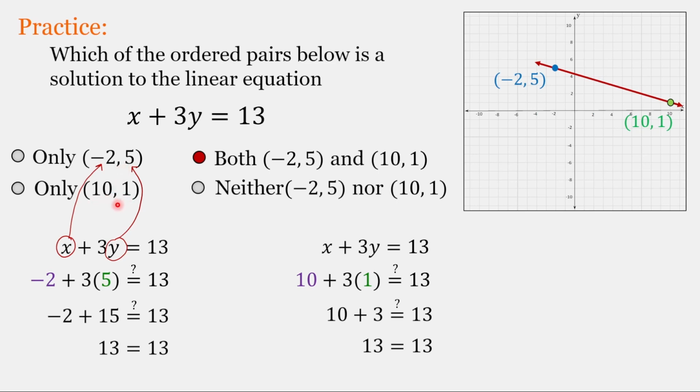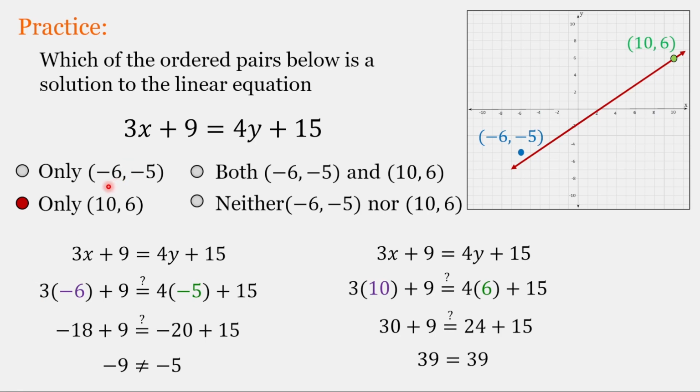And then we'll do the same with 10, 1. This also results in 13 equal to 13. So both of these ordered pairs are a solution to the linear equation. Both of those points fall on the line x plus 3y equal to 13.